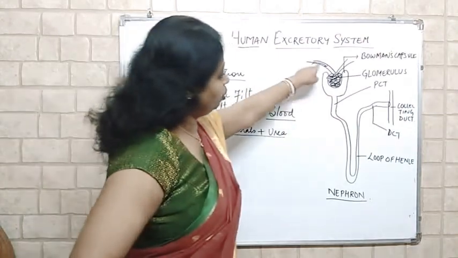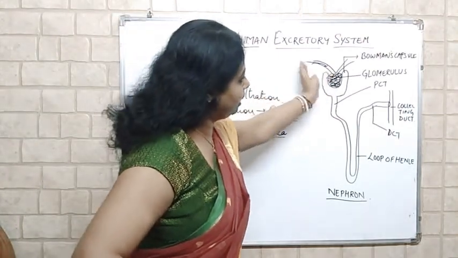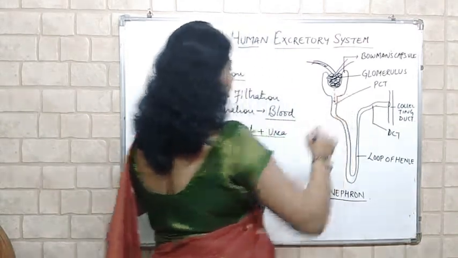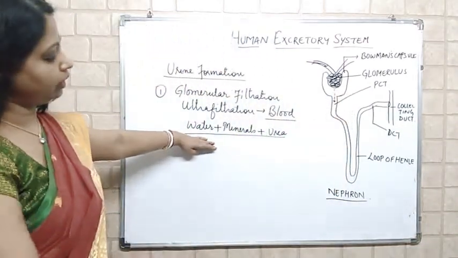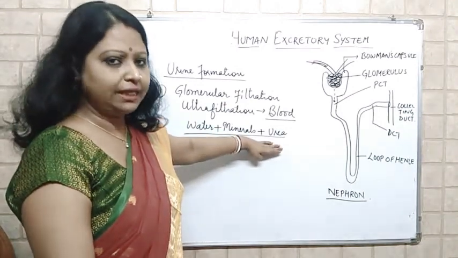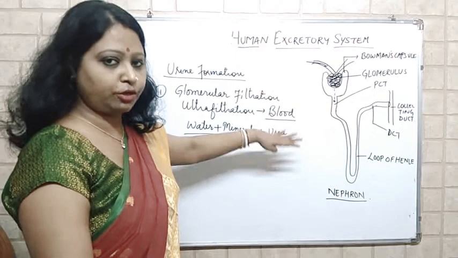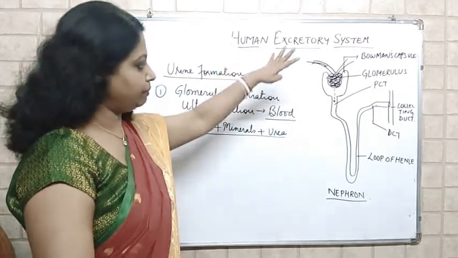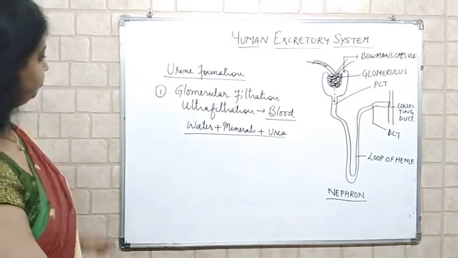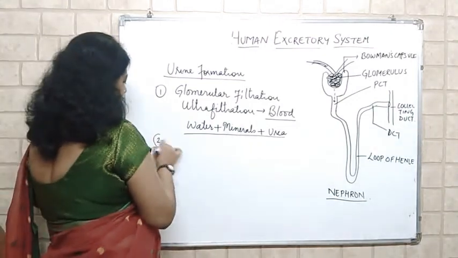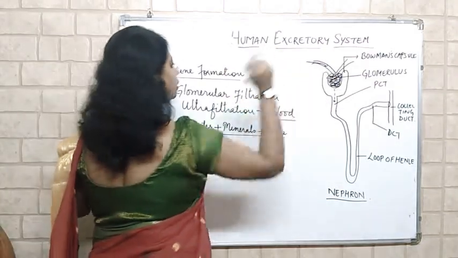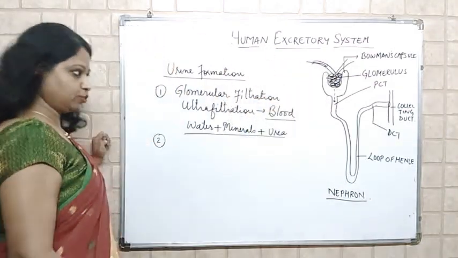Clear? The blood is filtered, and after filtration, what is coming here is only some amount of water, some salts and urea. Urea is the main toxic or nitrogenous substance for which we have to study this complete excretory system. That is filtered. So this filtration takes place here in the glomerulus in the Bowman's capsule.